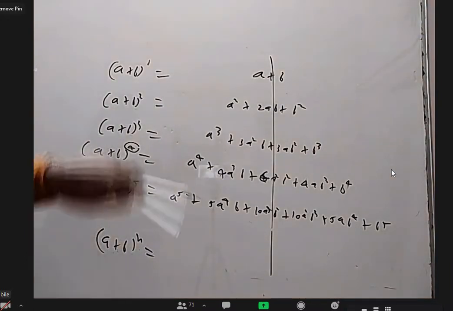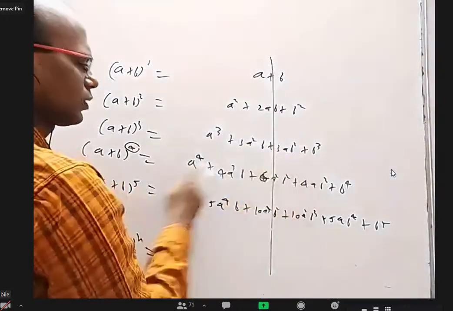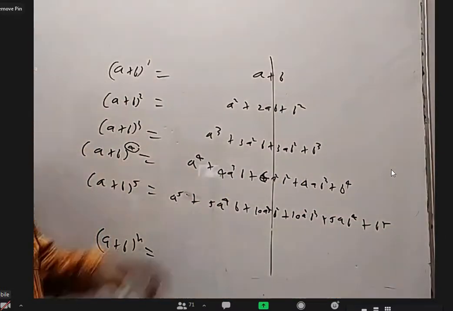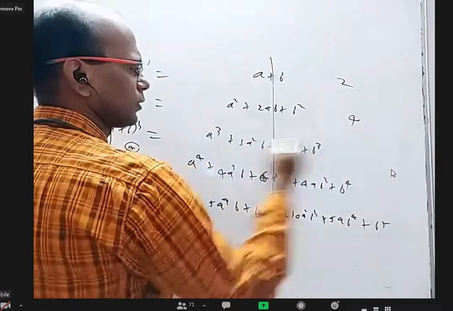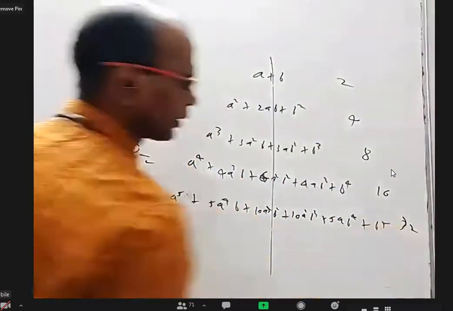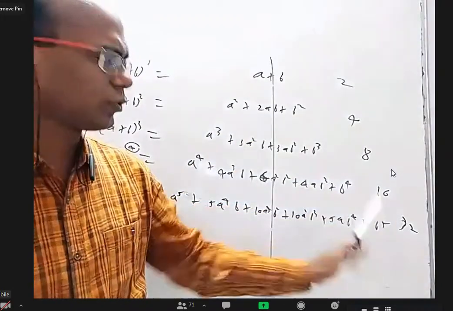Next, already I told you about Pascal's triangle, that you write here 1 1, here 1 2 1, 1 3 3 1, 1 4 6 4 1, 1 5 10 10 5 1. If you add the 2 coefficients here, 2 will come. If you add all the coefficients here, 4 will come. Here 8 will come. Here 16 will come. Here 32 will come. Okay. That is 2 power 1, 2 square, 2 cube, 2 power 4, 2 power 5.